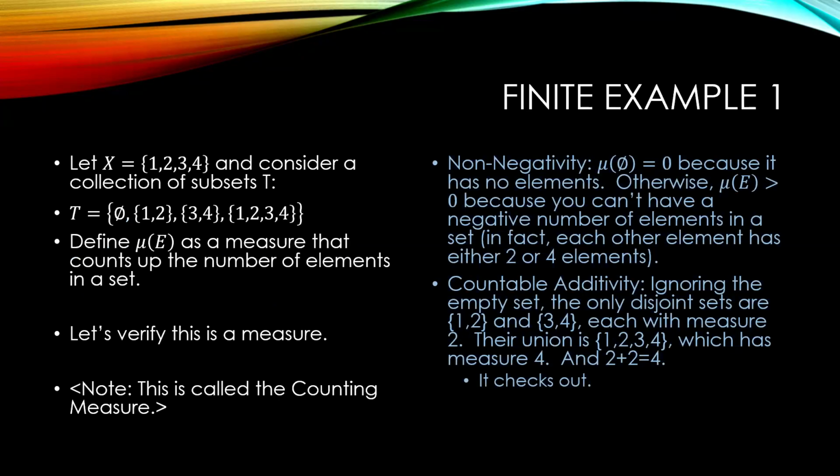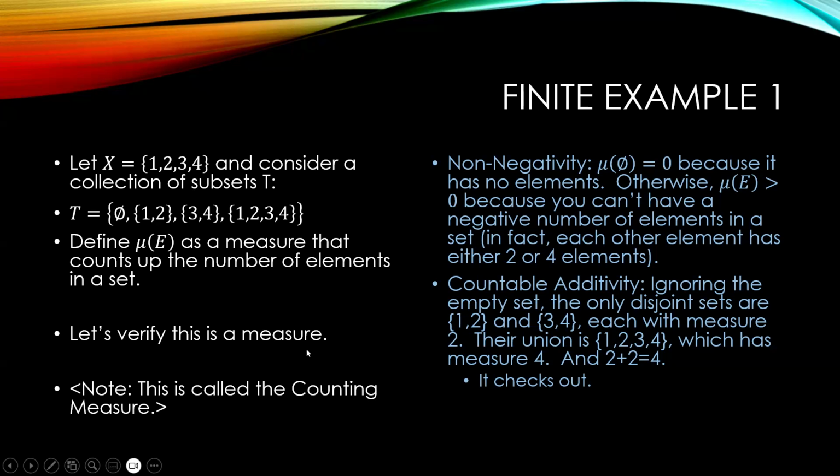And so here's an example. Let X be equal to {1, 2, 3, 4}, and consider a collection of subsets T, which is the empty set, {1, 2}, {3, 4}, and {1, 2, 3, 4}. We already showed that this is a sigma algebra, so we don't have to worry about that. Let's define our measure on this as a measure that counts up the number of elements in a set. Let's verify it's a measure. And we call this the counting measure.